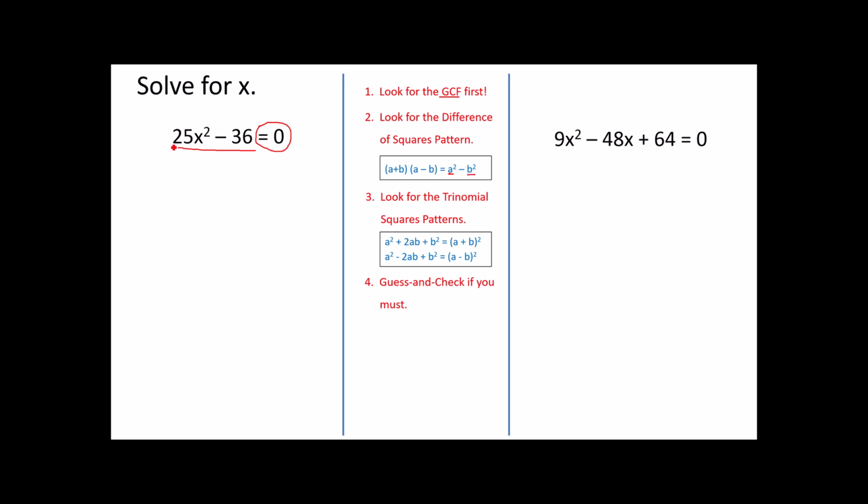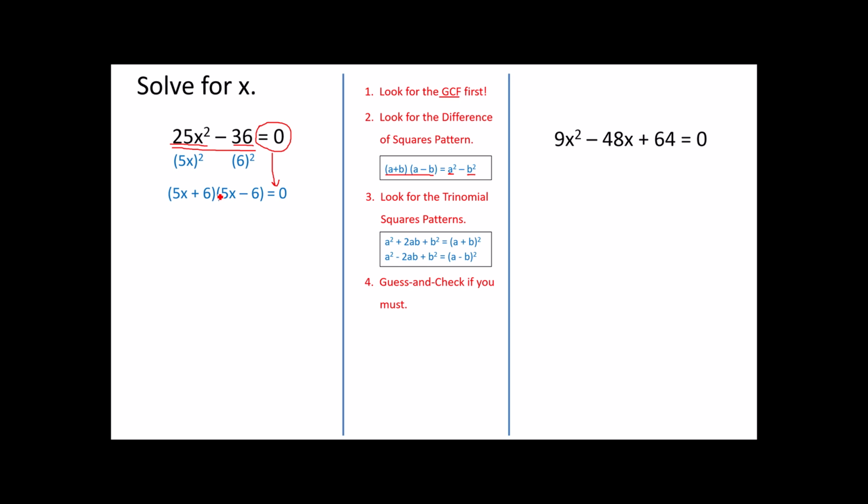It is. This is 5x times itself. This is 6 times itself. As soon as I spot that difference of squares pattern, I know how to break this down. 5x squared minus 6 squared becomes 5x plus 6 and 5x minus 6. And then we'll bring our 0 back down into the problem.